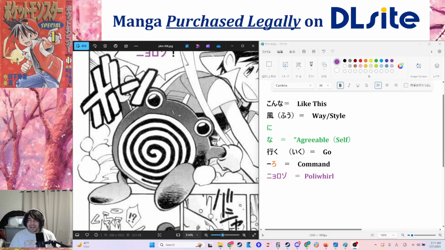And then we've got Poliwhirl, who is Nyorozo, and Zo, as we've talked about before, is like yelling something. So he's like absolutely wriggling or totally wriggling. And then when we get into Poliwrath, you know what? I'll go ahead and save that one for you.